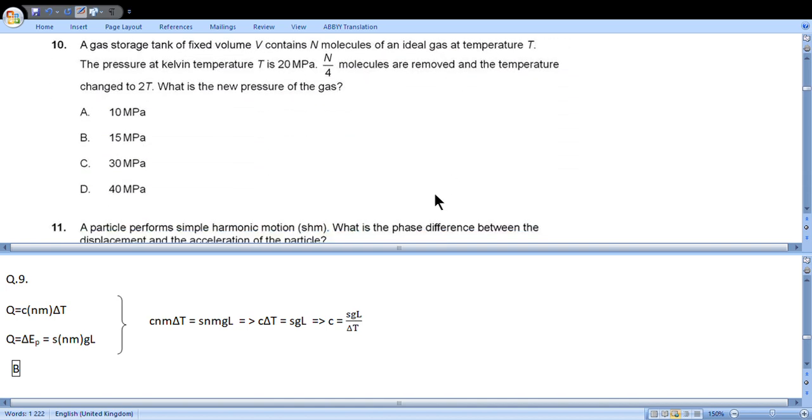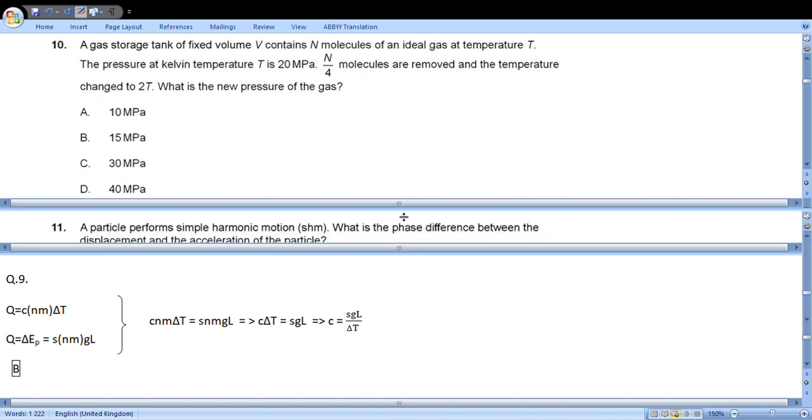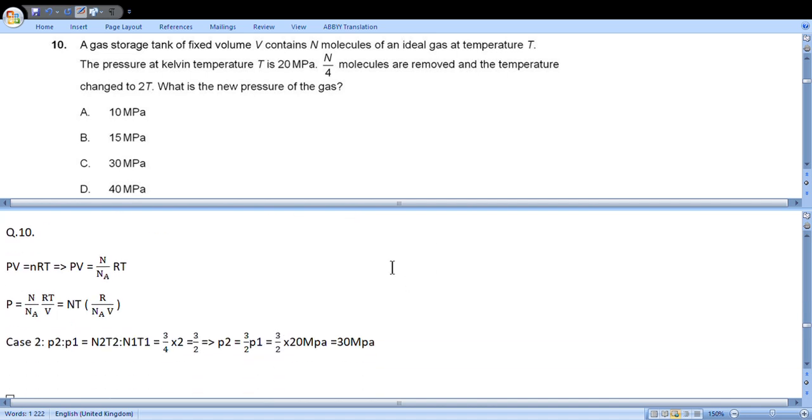Question 10. A gas storage tank of fixed volume contains n molecules of an ideal gas at temperature T. The pressure at Kelvin temperature T is 20 megapascal. N over 4 molecules are removed and the temperature changed to 2T. What is the new pressure of the gas?